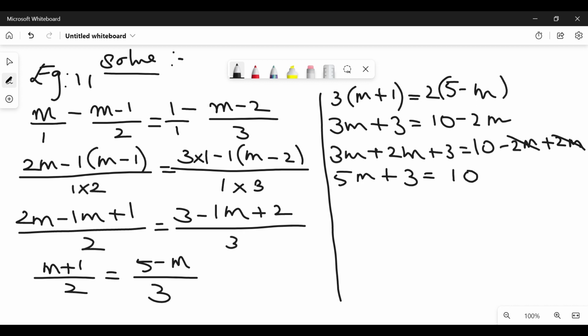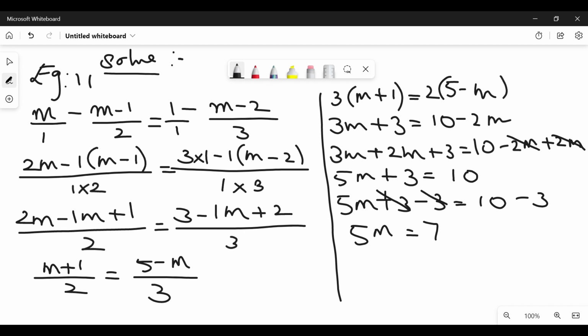Then from here we will shift the 3 to the other side, so that you get 5m plus 3 minus 3 equal to 10 minus 3. Cancel these two, you get 5m equal to 7.